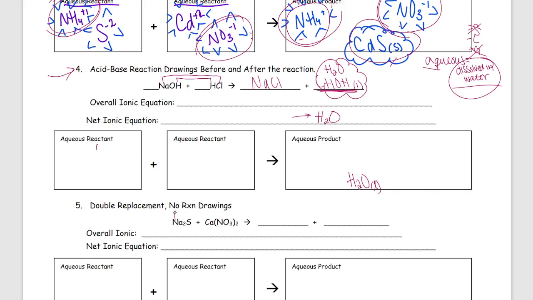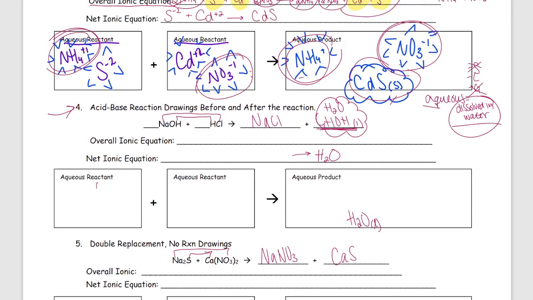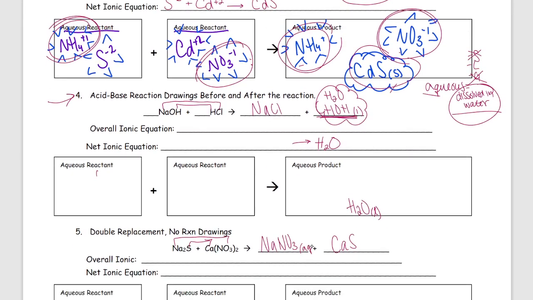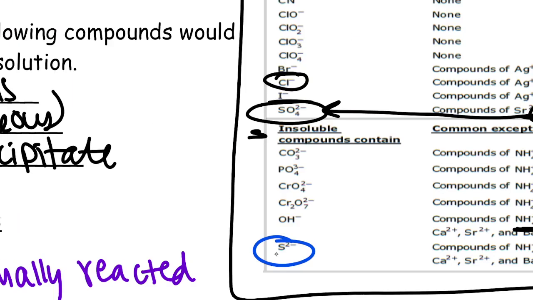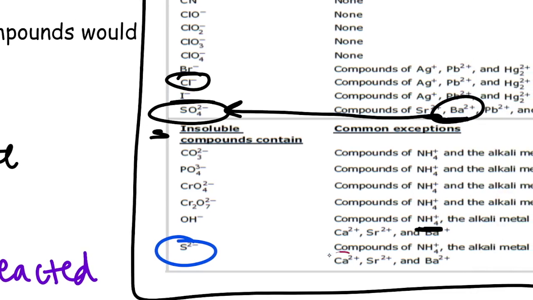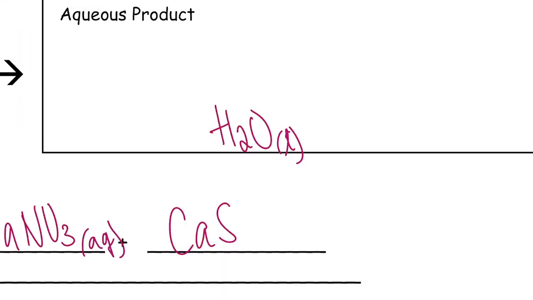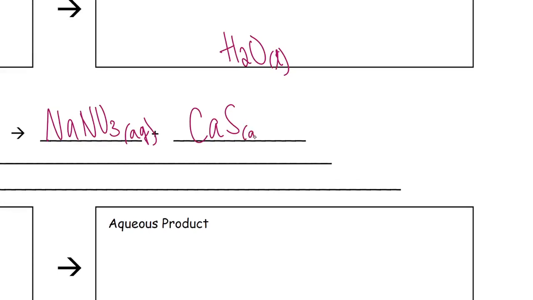So if I put sodium with nitrate and calcium with sulfur, I end up with NaNO3 and CaS. Both of these are aqueous. Remember, nitrate is always going to be soluble, so that's an aqueous solution. And then CaS, sulfur is normally insoluble. However, calcium is listed as one of my exceptions, which makes this aqueous.